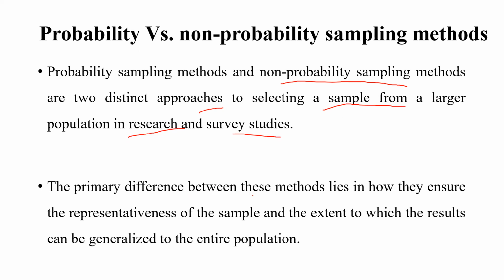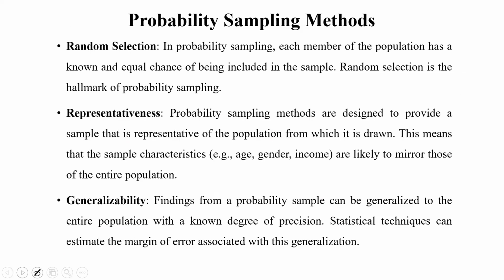The primary difference between these methods lies in how they ensure the representativeness of the sample and the extent to which the results can be generalized to the entire population. So first we need to understand probability sampling methods. As we know, probability sampling is a random selection. In probability sampling, each member of the population has a known and equal chance of being included in the sample.